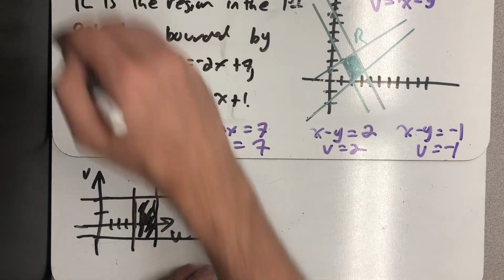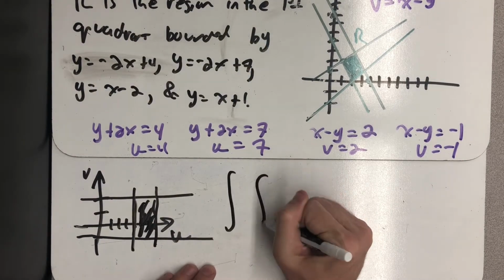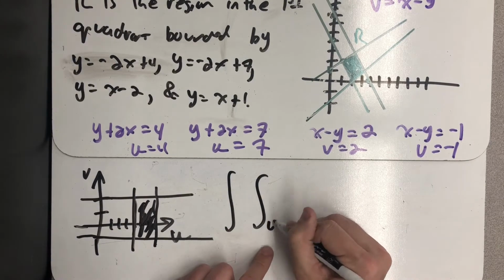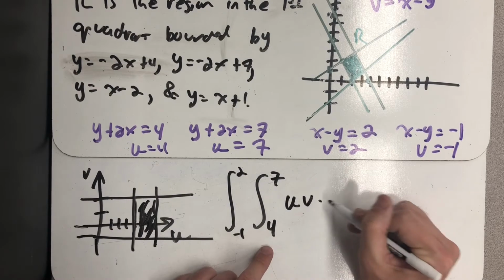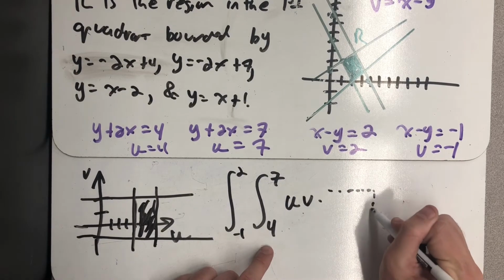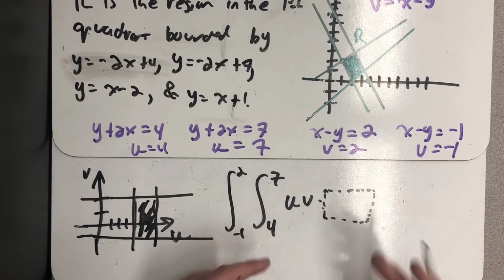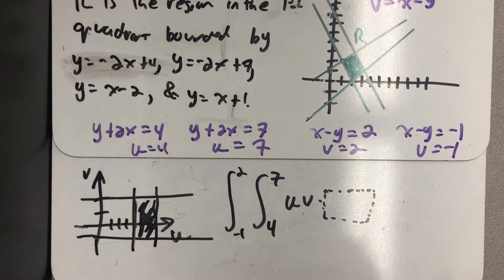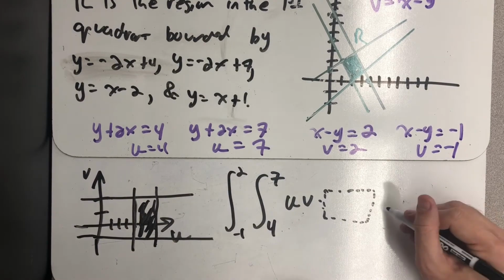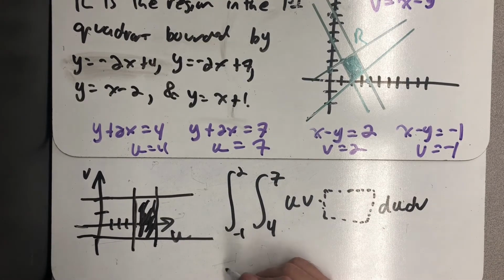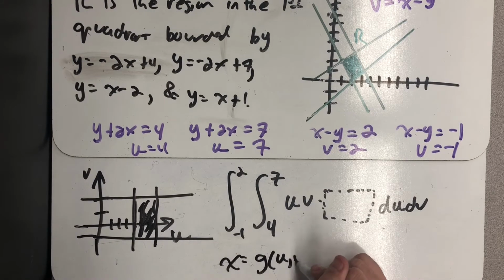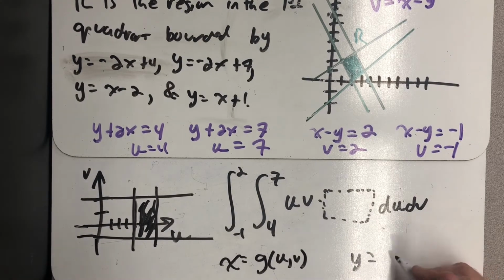And so this thing I started with is equal to the integral from 4 to 7 and from -1 to 2 of u times v times some as yet to be determined scaling factor, which might be a variable expression or a constant expression from the Jacobian, du dv. So now what I need to do is use my substitution to calculate the Jacobian. So I need a function x equals g of u comma v, and I need a function y equals h of u comma v, right?